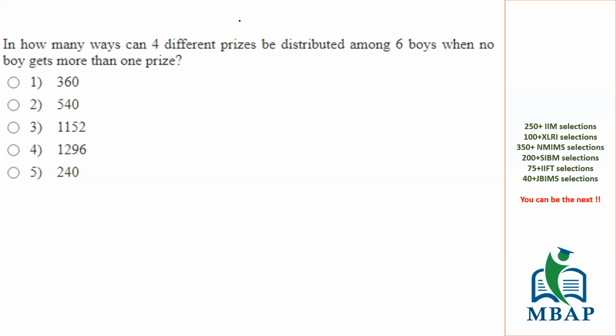Okay, so Bhushan has got 360 as the answer. So let us see. You have four different prizes to be distributed among six boys when no boy gets more than one prize. Okay, so let us see. So we have these four boys, B1, B2, B3, and B4. Four different prizes among six boys.